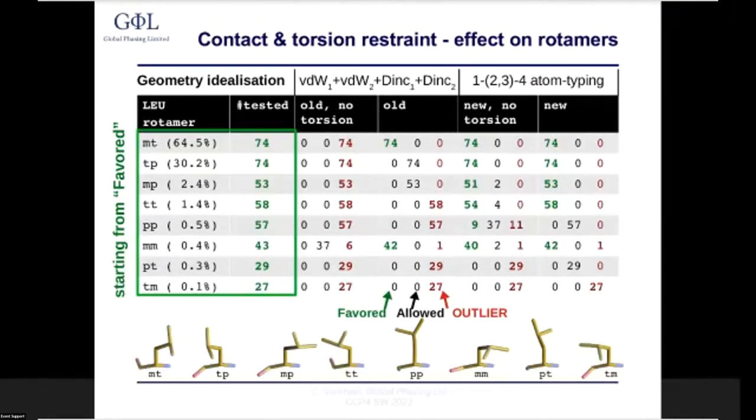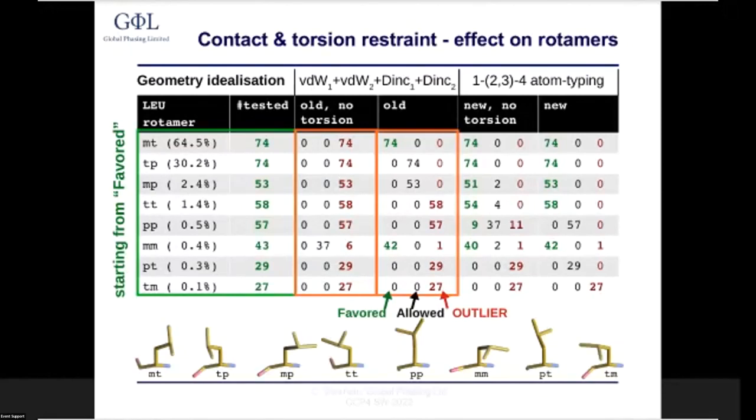We would expect those favored rotamer conformations to be maintained, assuming that the rotamer analysis and the geometric restraints are correct. What we see, however, is that without explicit torsion angle restraints, the old 1,4 contact term handling pushes nearly all rotamers into the outlier category, apart from MM. Only by adding explicit torsion angle restraints can we force some back into the allowed or favored category.